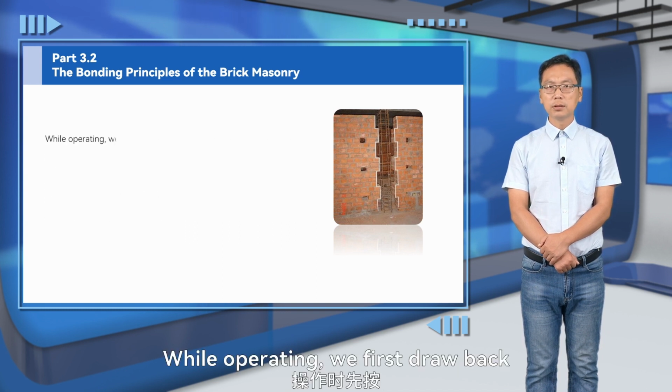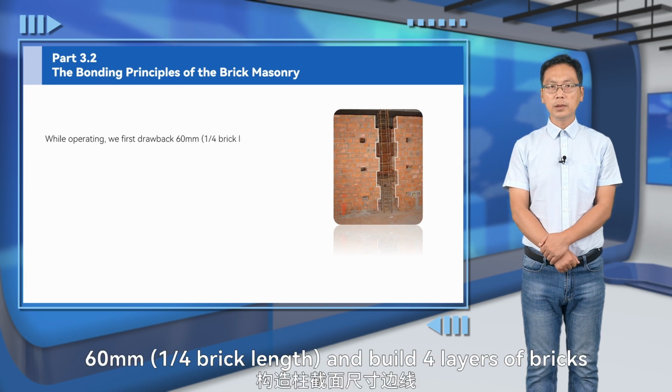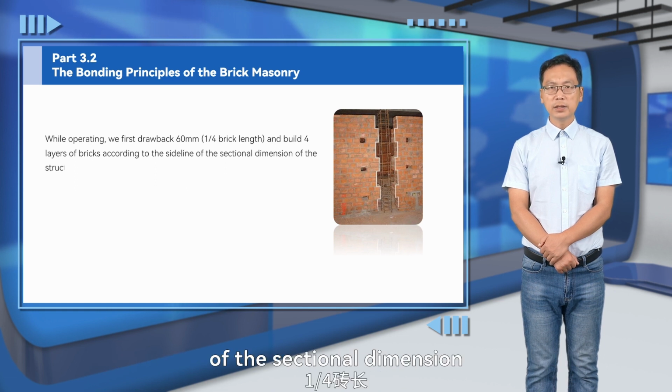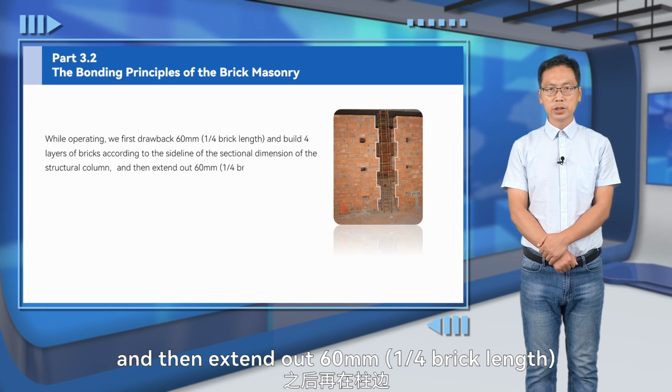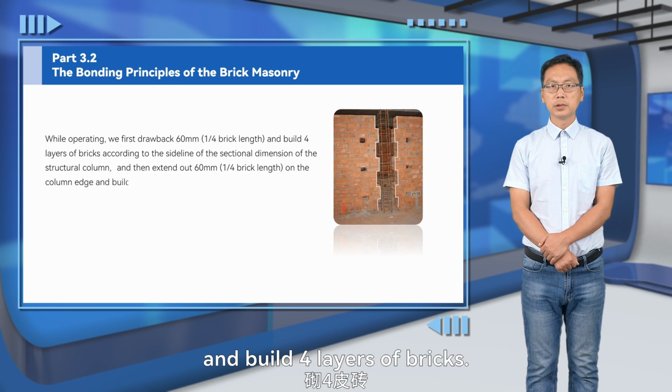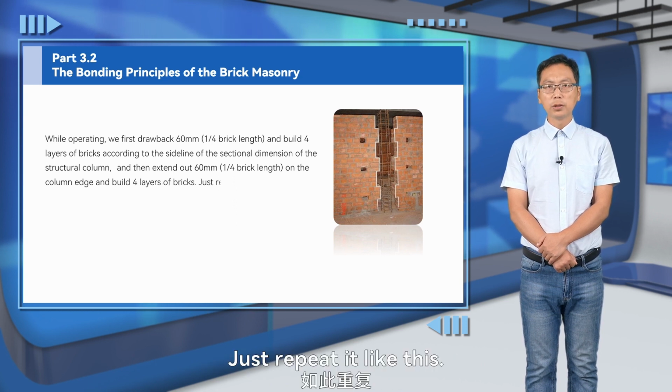While operating, we first draw back 60 mm, 1/4 brick length, and build 4 layers of bricks according to the side line of the sectional dimension of the structural column. And then extend out 60 mm, 1/4 brick length, on the column edge and build 4 layers of bricks. Just repeat it like this.